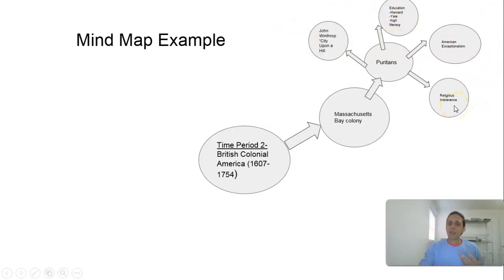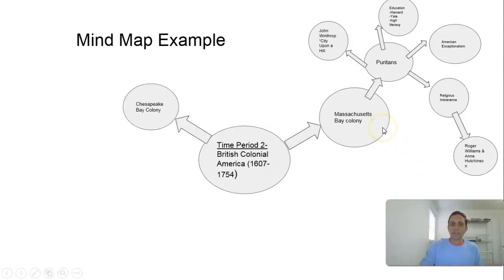I'm just going to give you an example with religious intolerance. This makes me think of Roger Williams and Anne Hutchinson, the major religious dissenters in Puritan New England and the Massachusetts Bay Colony. And you could keep going. You could go into as much detail as you want. Then the next thing I would do is branch off in a different direction. After you feel like you've exhausted your knowledge of this, go somewhere else. So maybe you think about the Chesapeake Bay Colony, or maybe you think about Pennsylvania and the Quakers and William Penn.